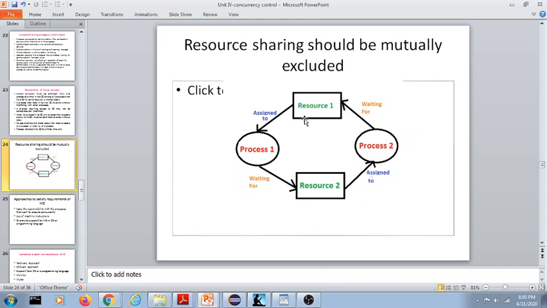Suppose resource 1 is commonly required by two processes. If process 1 is working on resource 1, then process 2 should be prevented from using resource 1. That means if process 1 is working in its critical section of the code for resource 1, process 2 should not be allowed to enter into its critical section of the code for using resource 1. So we say that if process 1 is working on resource 1, process 2 is excluded from the use of resource 1, and this concept is called mutual exclusion.